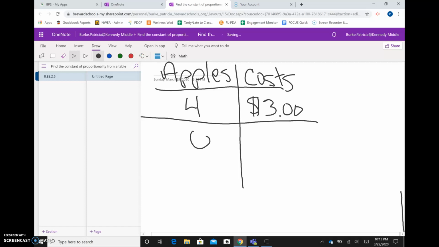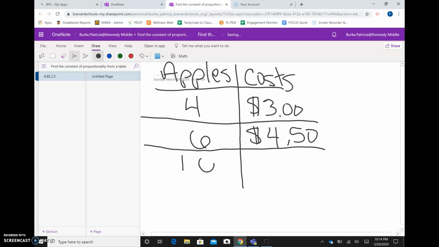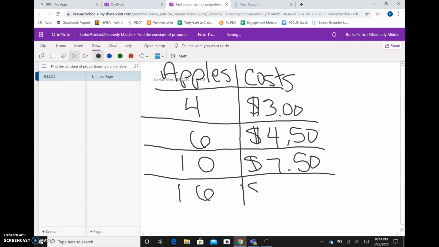When we have 6 apples, they are going to cost $4.50. When we buy 10 apples, they are going to cost $7.50. And lastly, when we buy 16 apples, they are going to cost $12. Now, is this a proportional relationship? That is the question we are looking for.